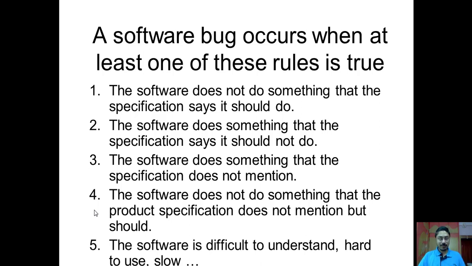Now consider when you are designing a GUI for any software. In the specification it was not written that it should have a minimize and maximize button, and a close button on the top right hand side.